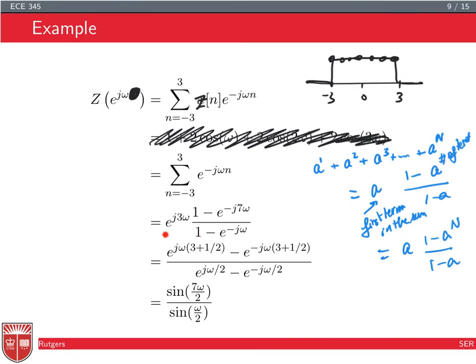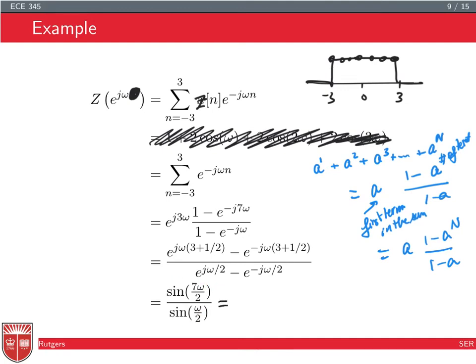So now if I apply it here, the first term is obtained by plugging in n equal to -3. So this will give you e to the 3j omega, and then 1. And now how many terms do I have in the sum? I have 7 terms: three negative terms, 3 positive terms, and the 0. So it's going to be 1 minus e to the minus j 7 omega divided by 1 minus e to the minus j omega. And now if I do the calculations and use the Euler formula, I will get the following formula.